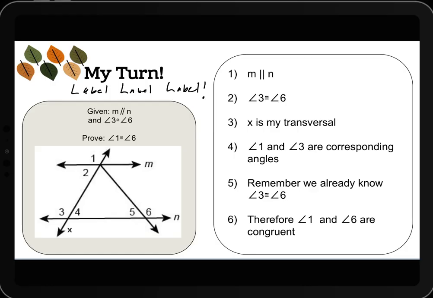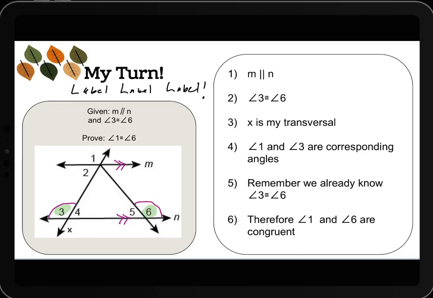So we know that M is parallel to N. I like to use this notation for that symbol. This tells me that both lines are parallel to each other. I can also mark down that angle 3 is congruent to angle 6, and that's me labeling and highlighting that information right there. But we use arc marks typically when we want to show that angles are actually congruent like that.